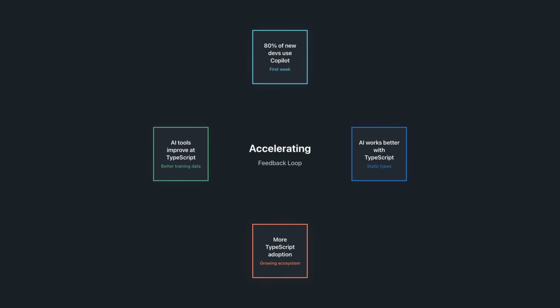But here's the feedback loop that's accelerating everything. 80% of new developers now use GitHub Copilot in their first week. These AI tools work better with TypeScript. This drives more TypeScript adoption, which makes AI tools even better at TypeScript, and the cycle continues. The AI ecosystem has exploded. 1.1 million repositories now use LLM SDKs. The surge in AI dashboards and lightweight app frontends mapped directly onto a sharp rise in TypeScript repositories.